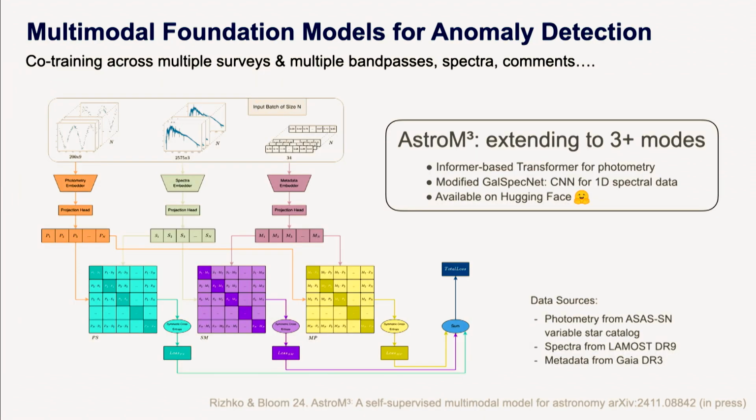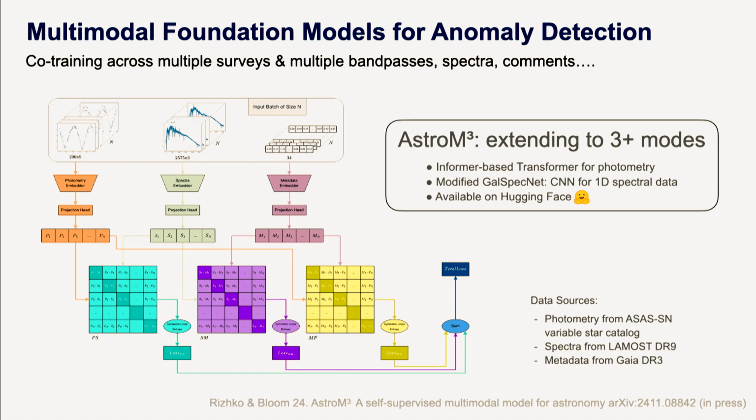So in my group, we've been working with multimodal foundation models for a lot of different reasons, but I'm going to index here on what we've been able to do in the context of anomalies. This is a bit of a complex slide, but the idea is that we have a bunch of different modes. So we've got time series, we've got spectra, we've got metadata. They each have their own encoding.